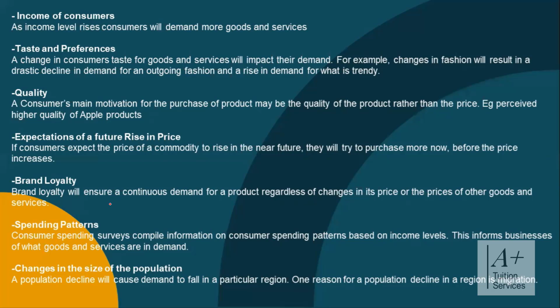They have expectation of a future rise in price. So if consumers expect the price of a commodity to rise in the near future, they will try to purchase more now before the price increases. For example, if there's a big sale and we know the price for maybe baby milk, for example, something that is expensive, is relatively low now, but I know in time it might be scarce or it might be high priced, I will buy maybe by the cases.